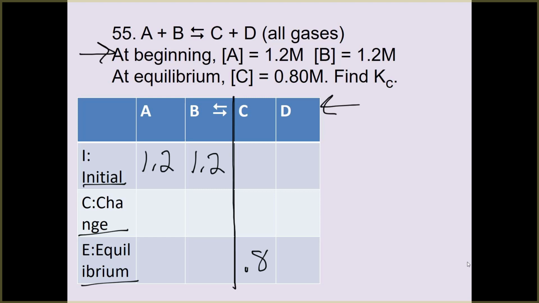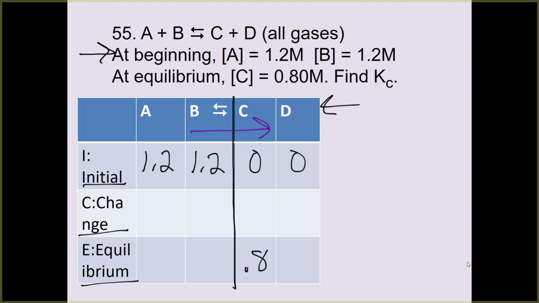Well, it doesn't say what C and D are initially, so we're going to assume that we don't have any of them. So we start off with nothing, an empty container just filled with A and B. Because we have a lot of reactants and no products, we know the direction the reaction is going to go. Equilibrium is going to be achieved by shifting to the right because I don't have any products.